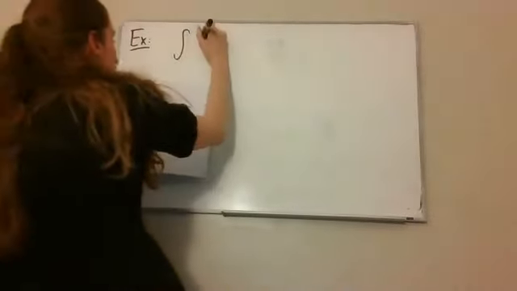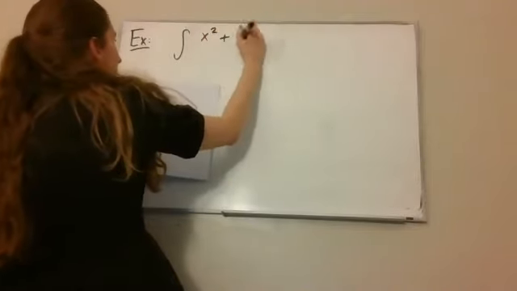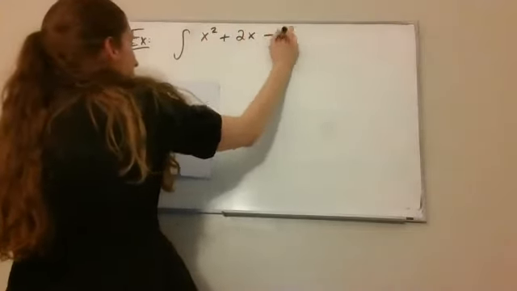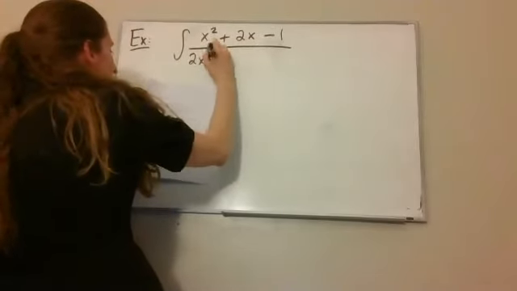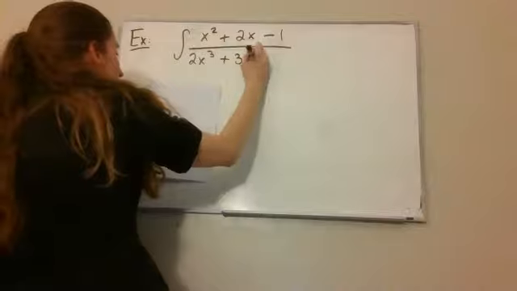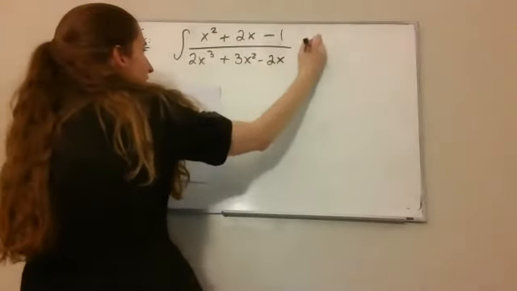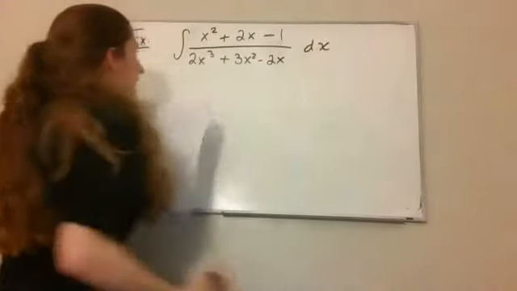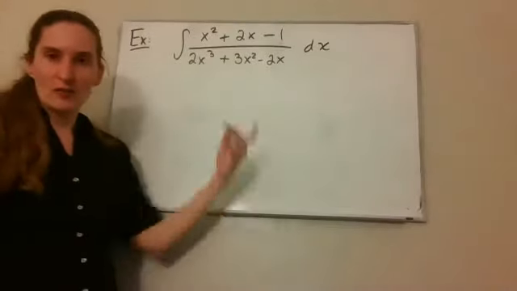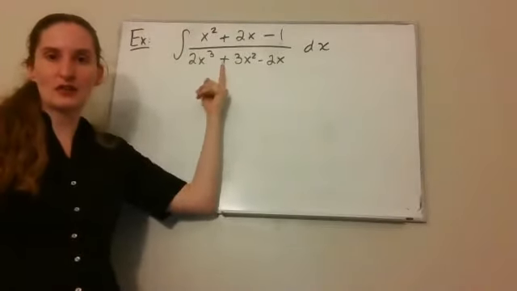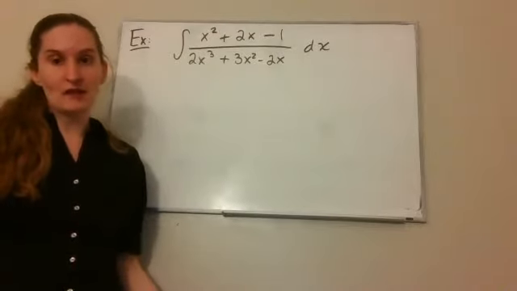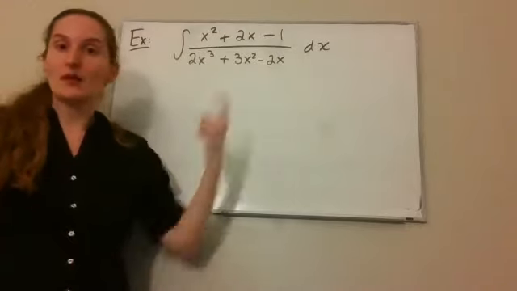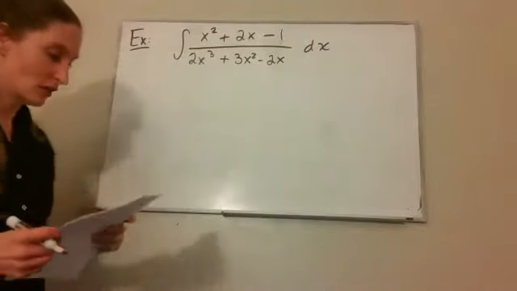So let's do the integral of x squared plus 2x minus 1 all over 2x to the third plus 3x squared minus 2x dx. Now take a look. My denominator has a higher degree than my numerator does. So that means I don't have to do any long division this time. That means we get to start by factoring the denominator completely.